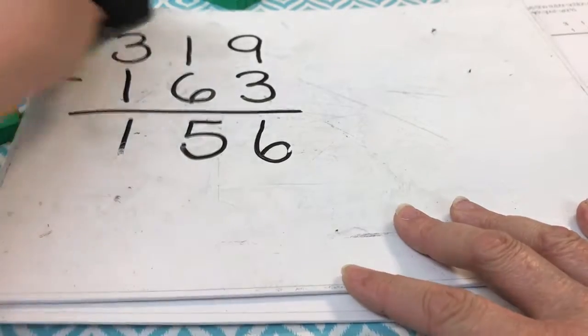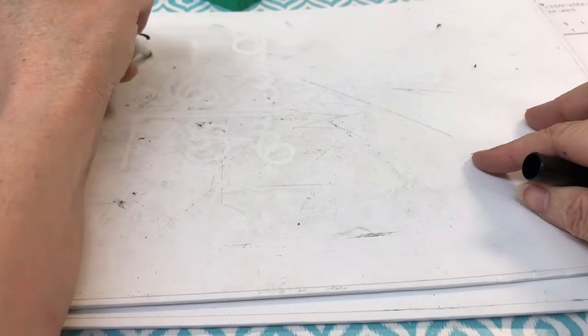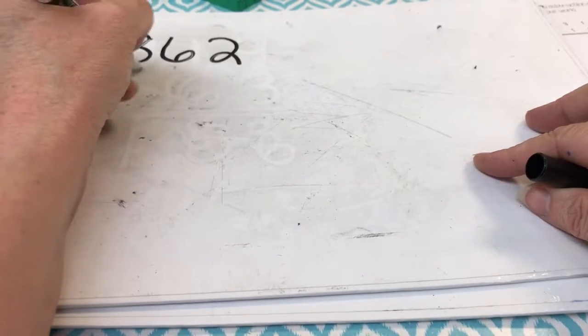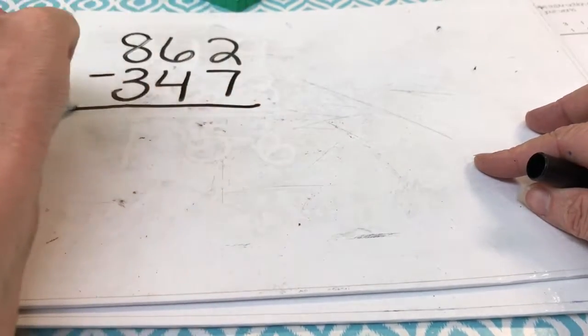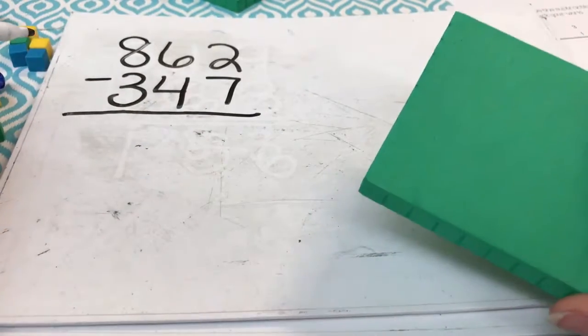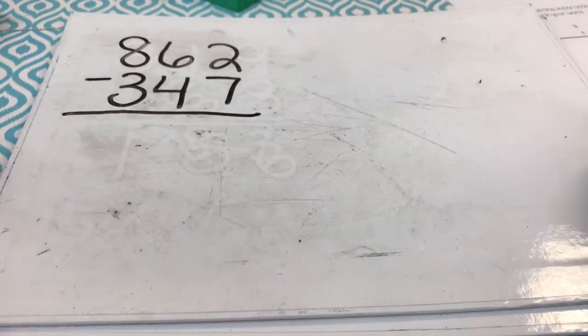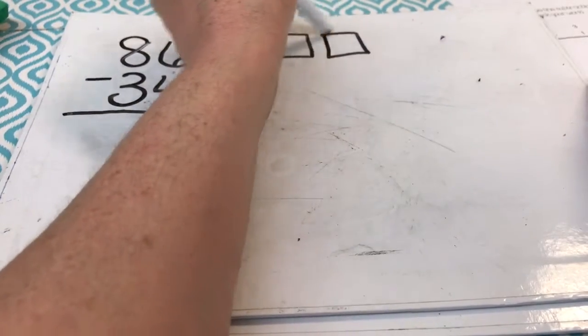showing you how we can just draw these pictures. So the next equation I'm going to use is a little bit larger. It's 862 minus 347. Okay, so instead of using the blocks, which you may or may not have anything like this at home, we're going to just draw pictures. And the students know we just draw what we have. 800s, we're going to draw 8 squares.